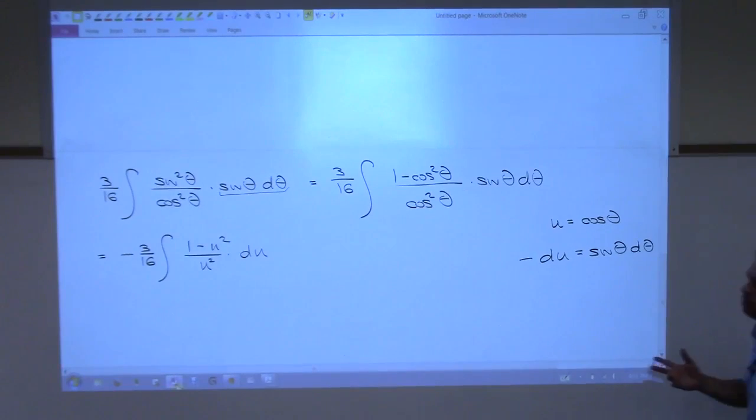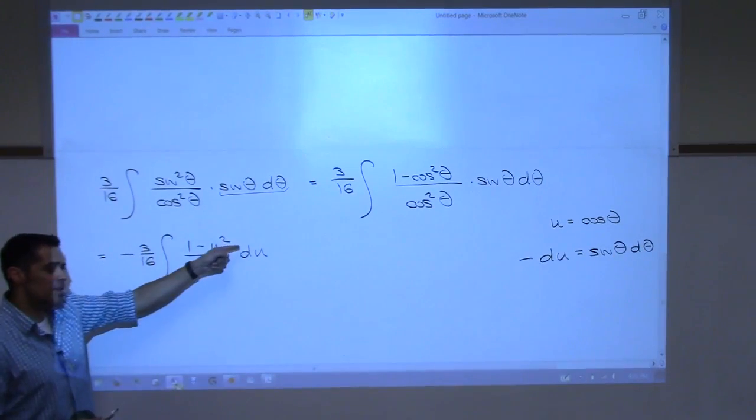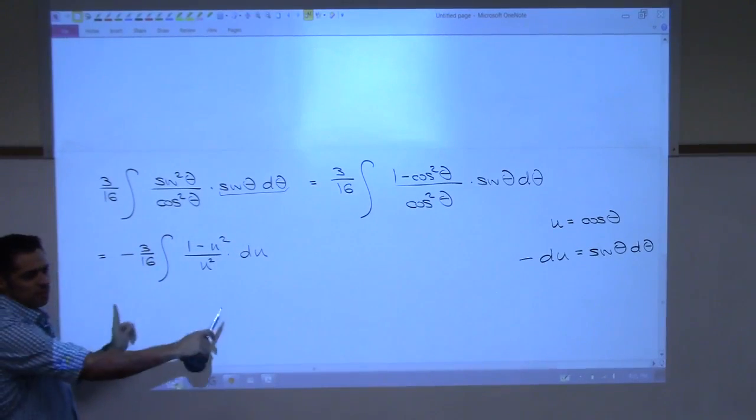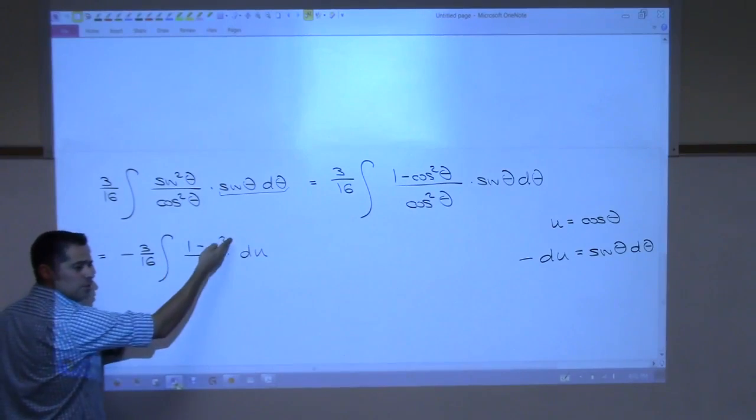There's two ways you can approach this. You can say, I'm going to bring the u up as a u to the negative 2 and distribute through, or you can just split this into two fractions. I'm going to go two fractions, like 1 over this and then u squared over this.